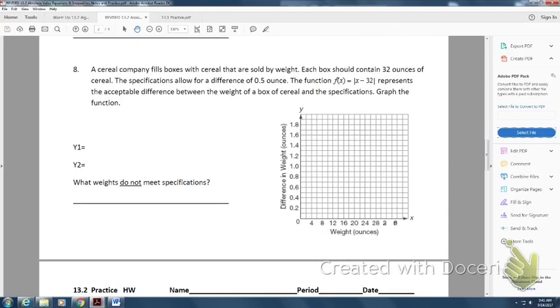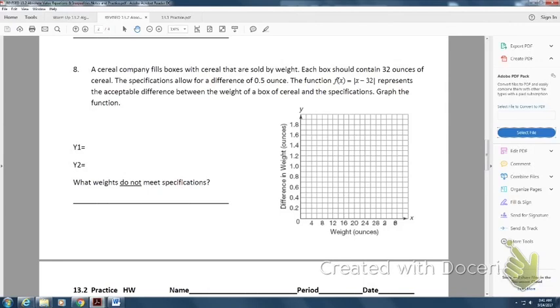This one has a graph. I'll do the graph at the very end. This graph is very hard to read. I don't want to say it's useless, but there very well may be no use for it on this problem. So, going through this, it says the cereal company fills boxes with cereal that are sold by weight. Each box should contain 32 ounces of cereal. The specifications allow for a difference of half an ounce. The function f of x equals x minus 32 represents the acceptable difference between the weight of a box of cereal and the specifications. Graph the function.